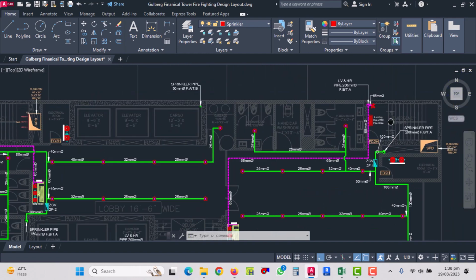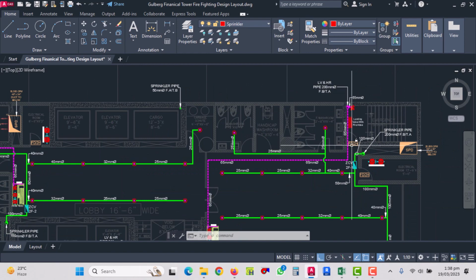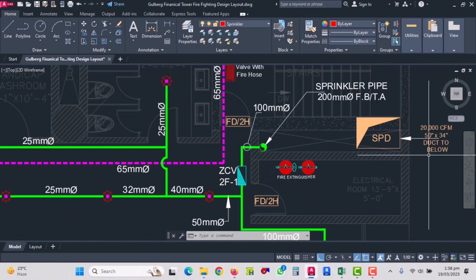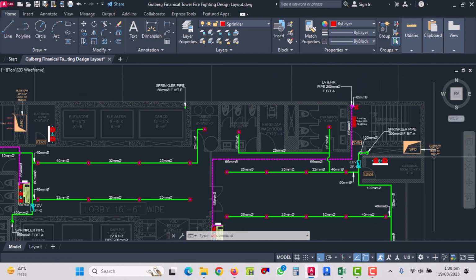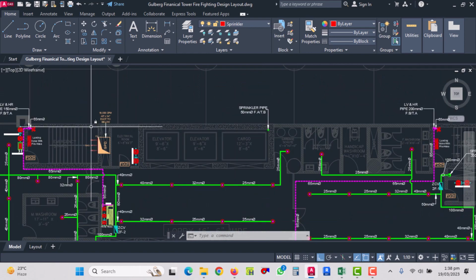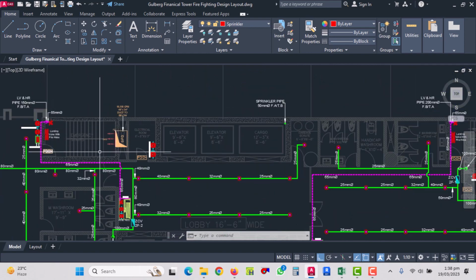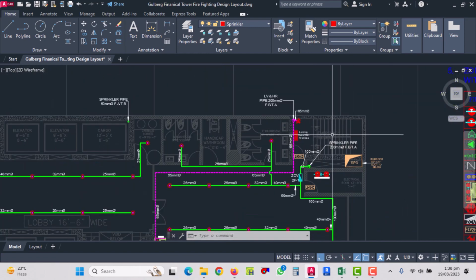Sorry, this is the 20,000 CFM, and this is the 18,000 CFM. These areas are the same, just the difference of floors. It depends upon your floors. If they are 25, you will add 25. If you have 24, there are 10 floors. It depends upon your requirement.